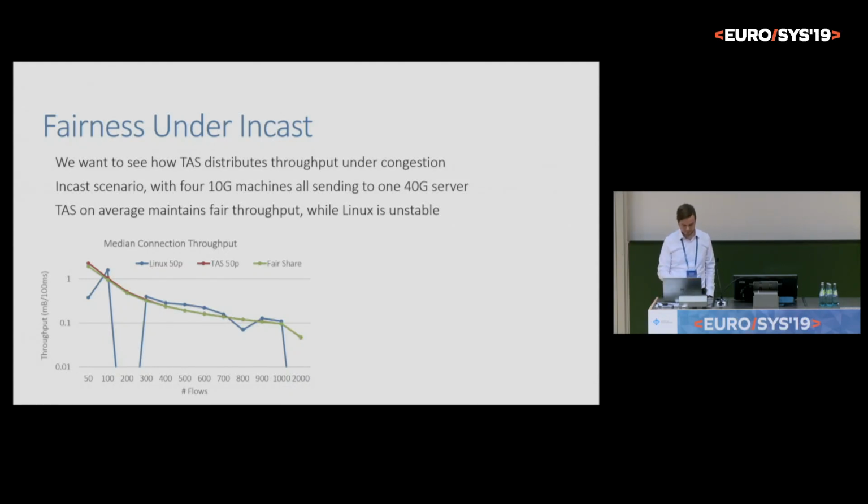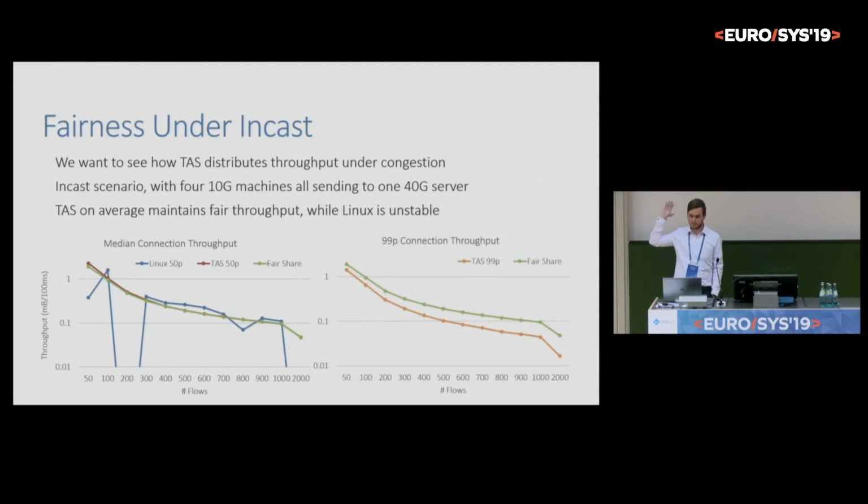packets. If we go out to the 99th percentile case, so what the connections are getting 99% of the time, we can see that TAS is a little bit lower than the fair share line, but still provides reliable performance, whereas Linux, in the 99th percentile case, is all zeros, which means for all of these connections, at least 1% of the time, they're getting 0 throughput.